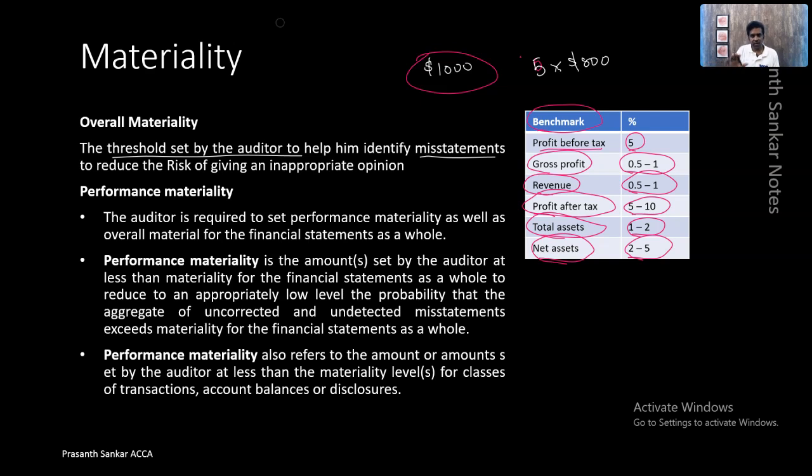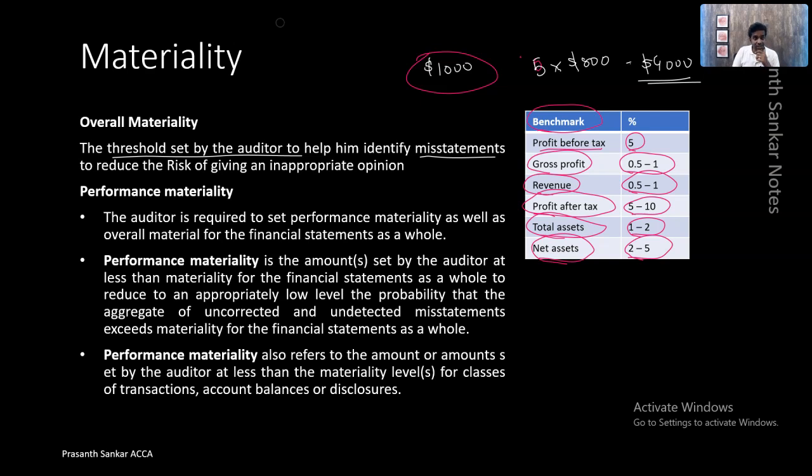So, what if there are 5 mistakes of $800 each? What happens? 5 times 800 is $4,000. Now, definitely it is above the materiality. So what will you do? What does the auditor do? If there are mistakes where the transactions are individually below the materiality, but collectively the mistakes are above materiality, that is called aggregate materiality.